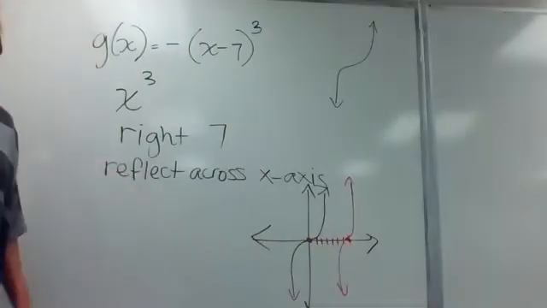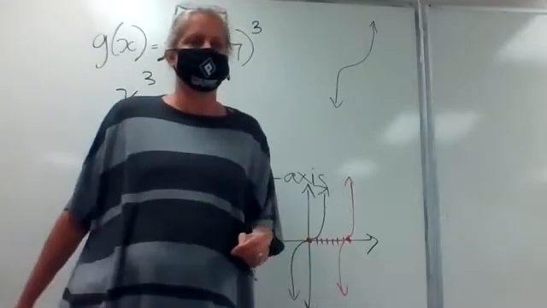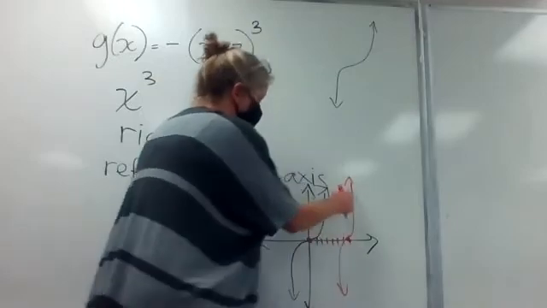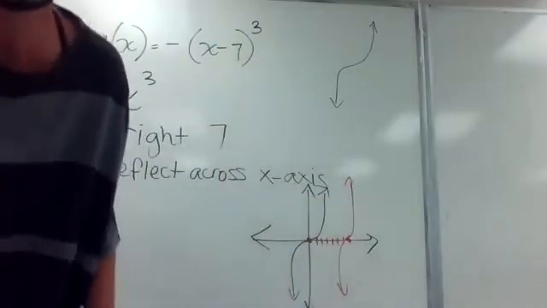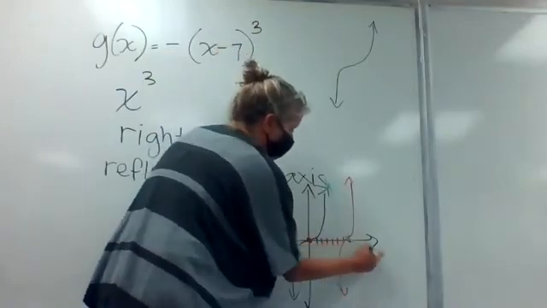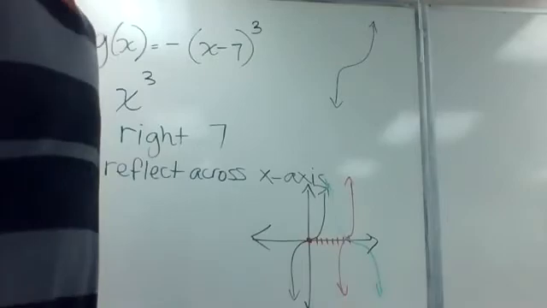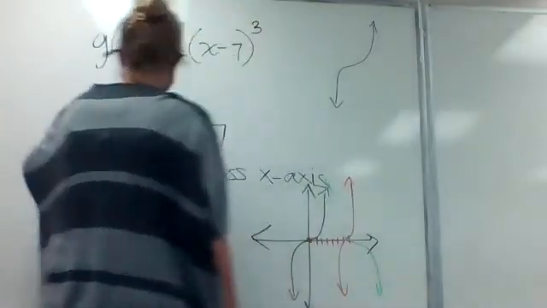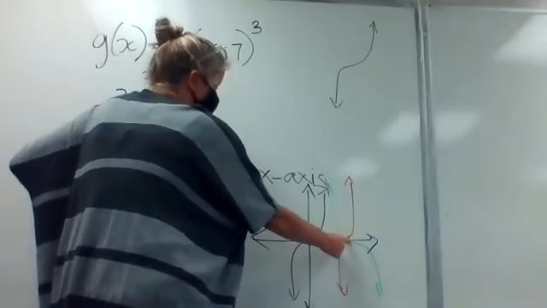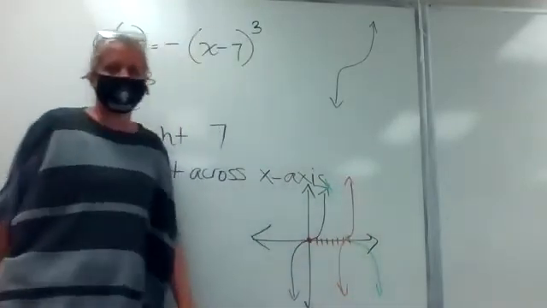Then you'll say reflected across the x-axis, and that's just going to be a little box that you're going to check. Again, I'm going to do one here in just a little bit. So what that'll do is change it from that. This one, come up here, that one will come down. It'll reflect, it'll turn the graph upside down. Okay, so again, right 7 moves it from here to here, reflected across the x-axis flips the red upside down.